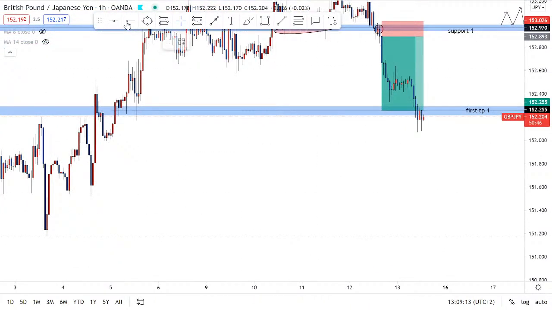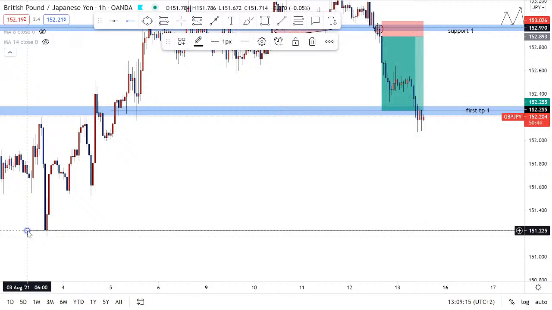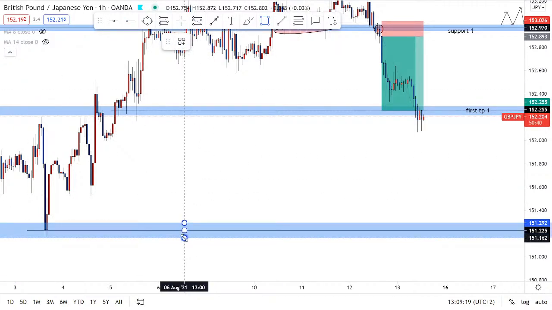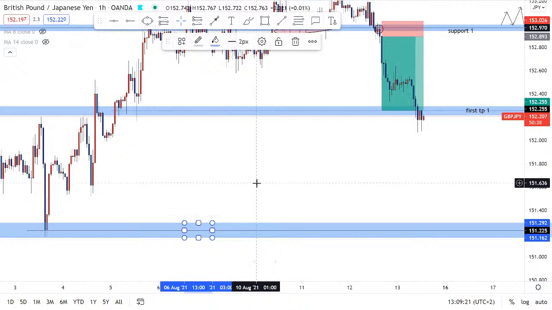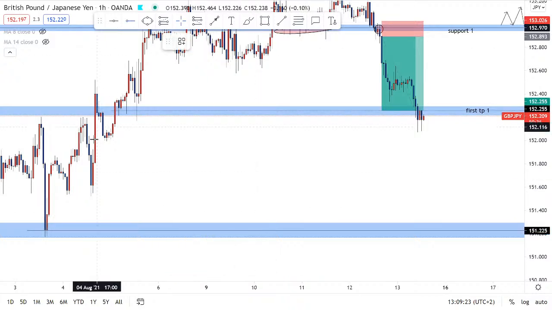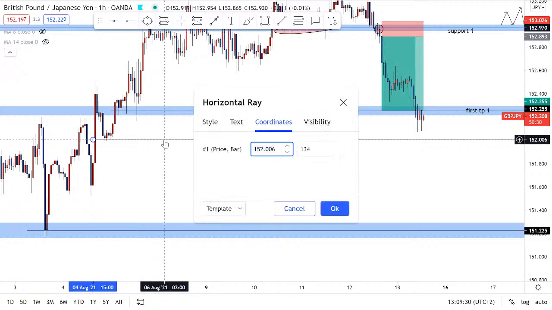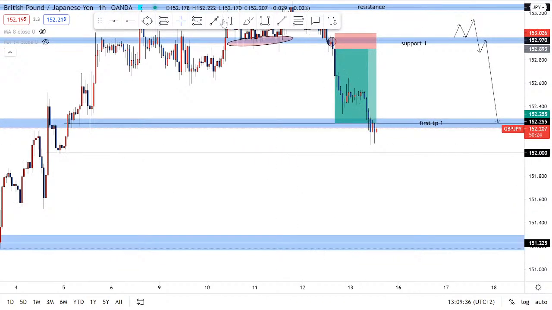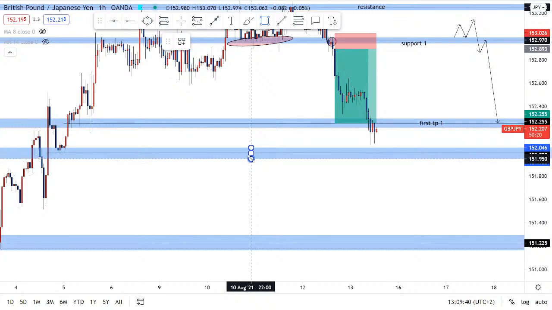I'm just gonna put this target here. I'm just gonna draw another support here, and I'm just gonna come here and make a zone 2. What I'm gonna do now is even here I'm gonna make a zone.